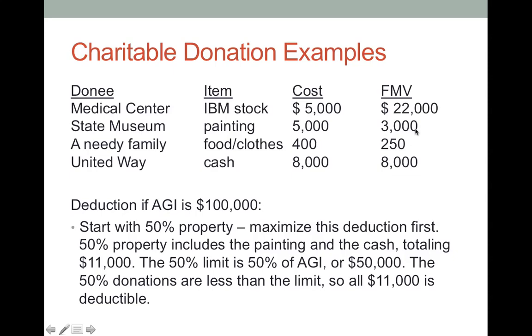So our total 50% donations equal $11,000. The 50% limit is just 50% of our AGI, so the maximum amount that we could deduct for 50% donations is $50,000. Our actual donations are less than the limit, so we can deduct all of our 50% donations. Okay, so we'd be able to deduct all $11,000 of these donations because we're under this $50,000 ceiling.